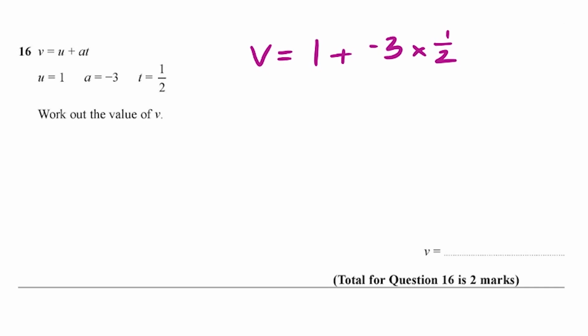So thinking about BODMAS, we do that multiplication first. We do the -3 times 1/2. -3 times 1/2 is -1.5. So we now have V is equal to 1, add -1.5. If we're adding -1.5 to something, that's the same as taking away 1.5. So 1 add -1.5 gives us -1/2. Okay, so V is equal to -1/2.